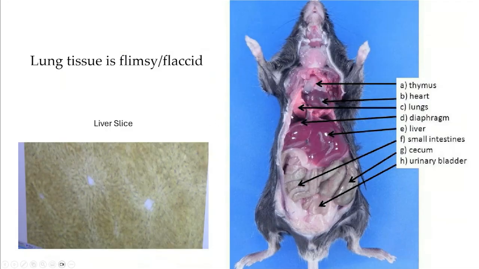This is just to underscore the point that the lung has to be inflated with agar because of its consistency, which is very flimsy and flaccid. So we need a nice firm lung in order to do the slicing.